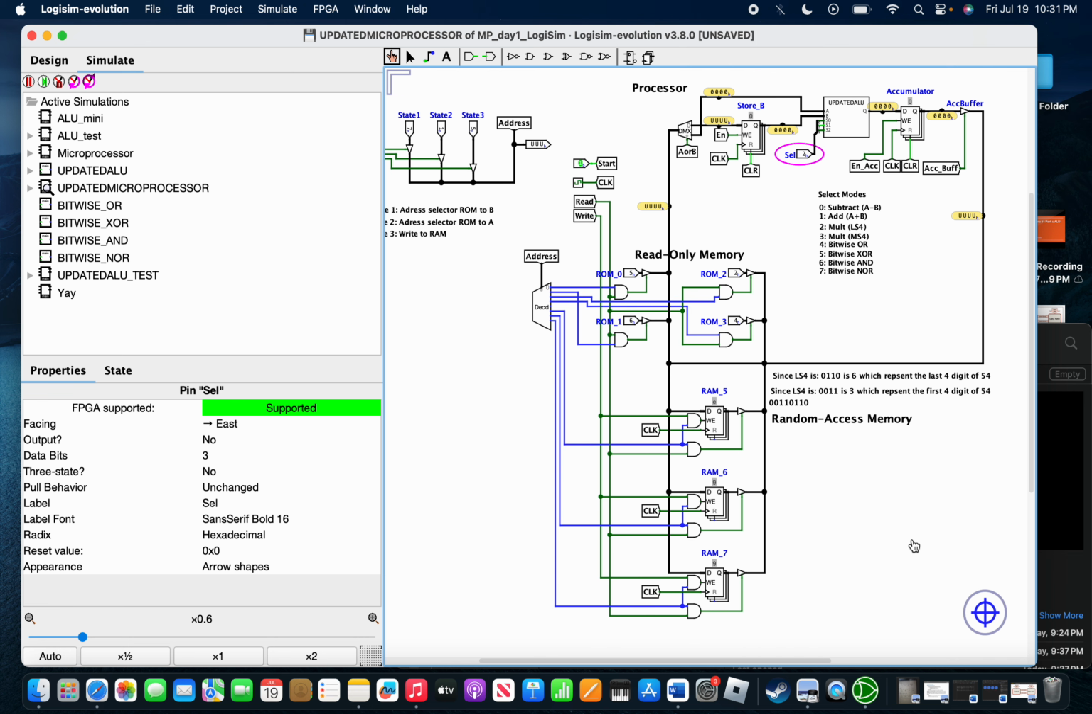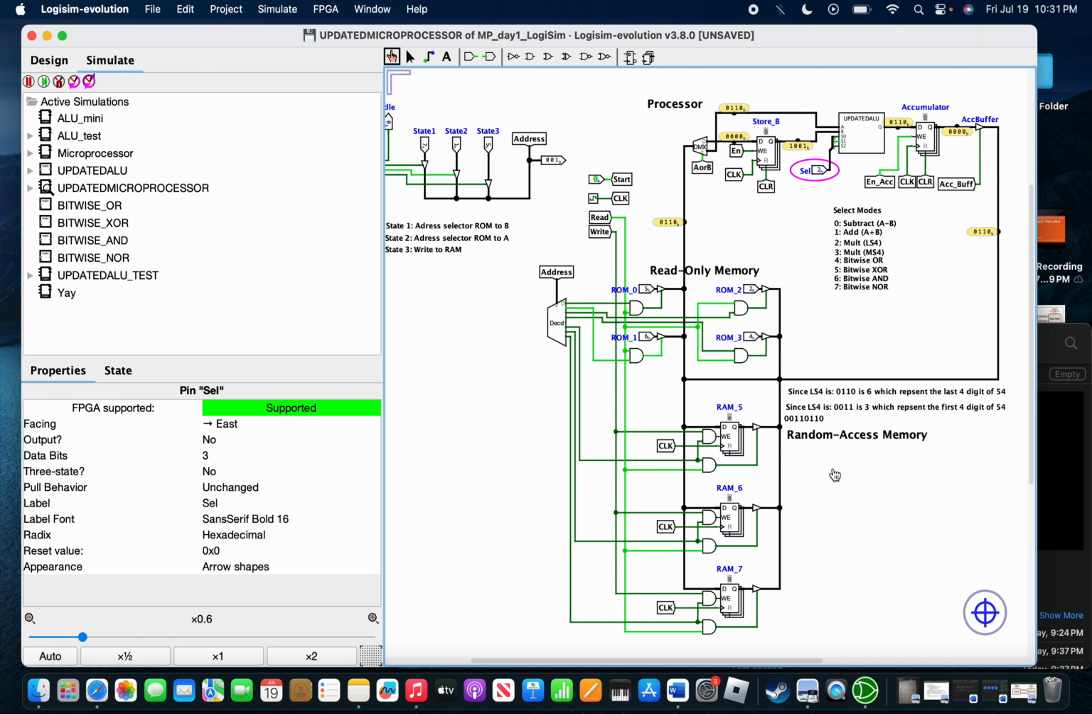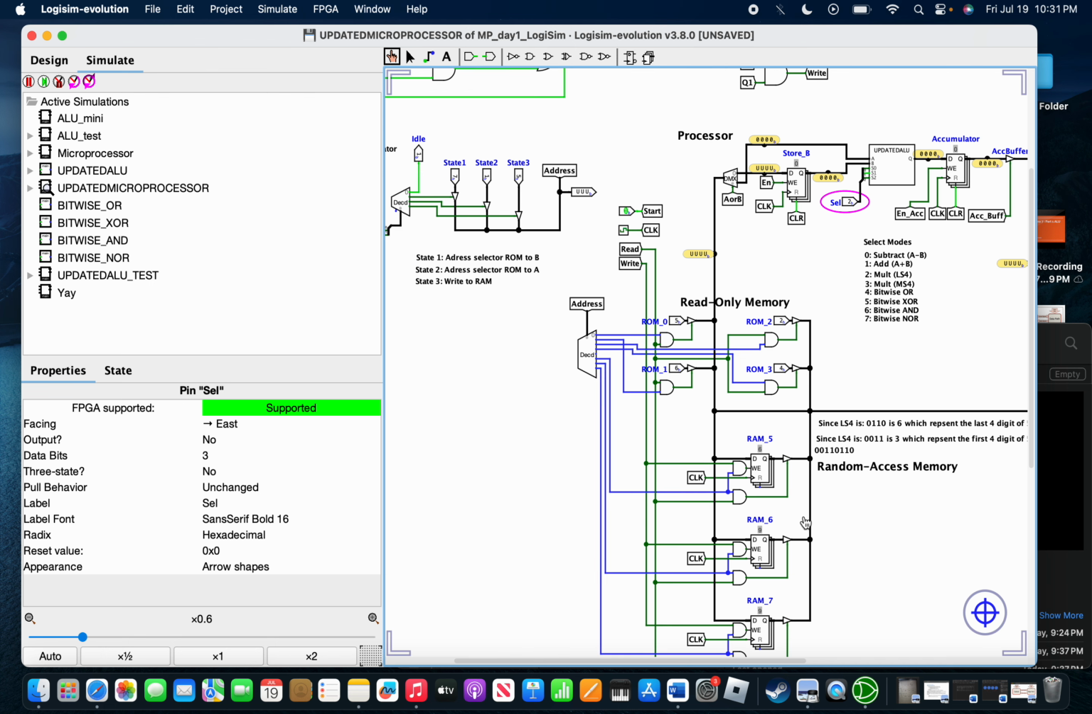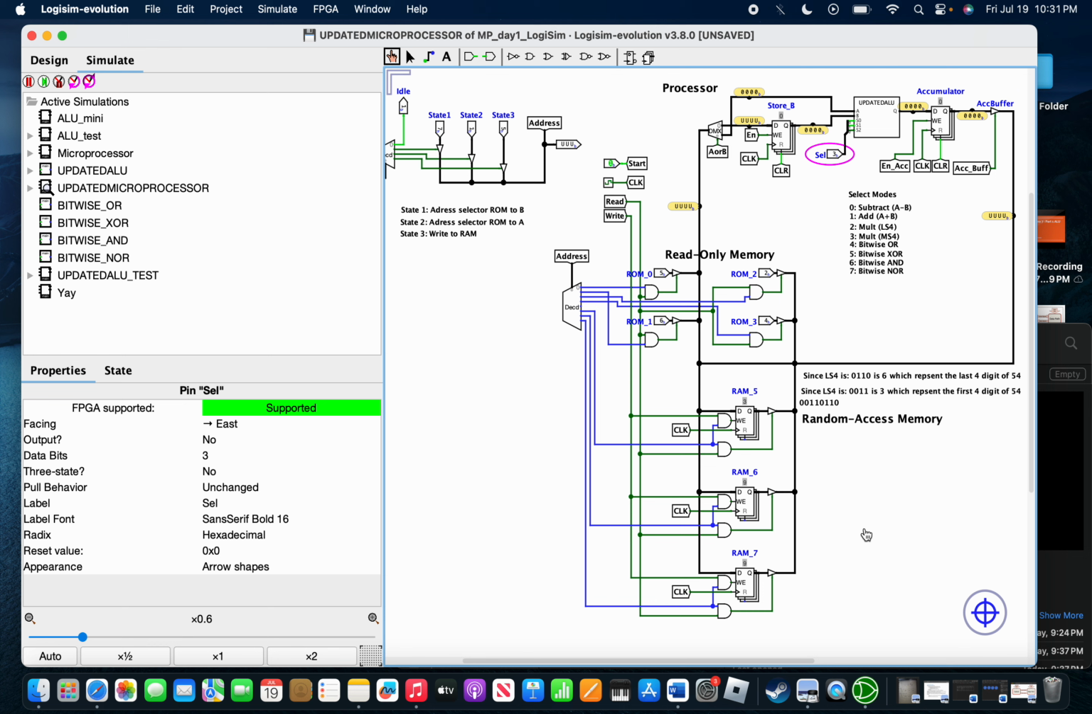So then turn that on. Now this should output as 6. There we go. So now we know that LS4 is working. We can now move on to MS4, which should be 3. There we go. All right.